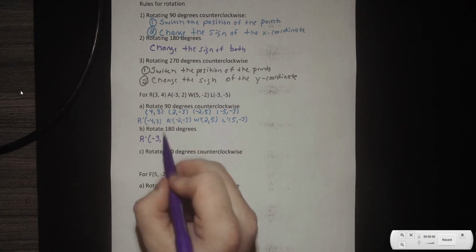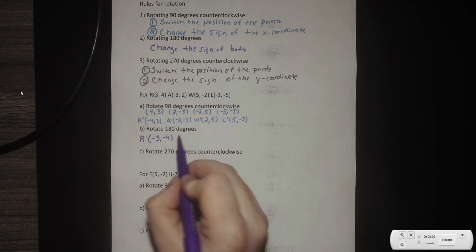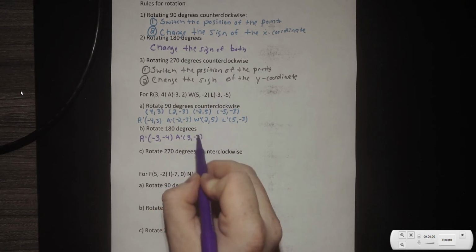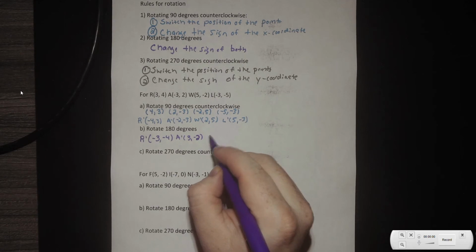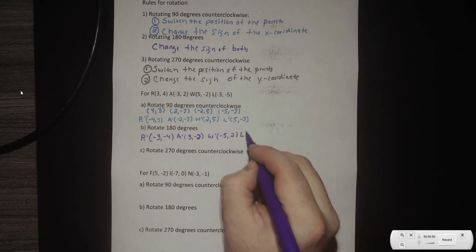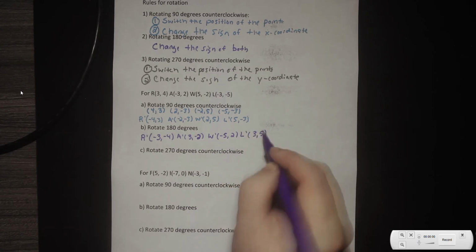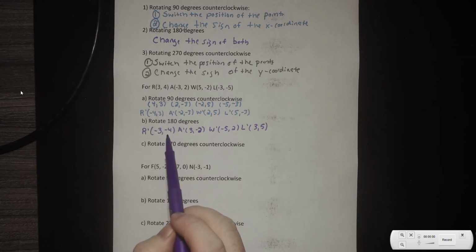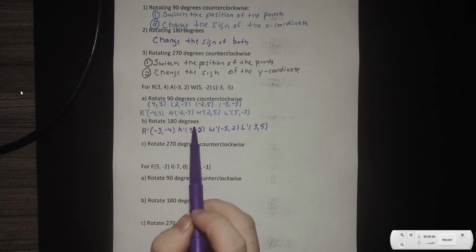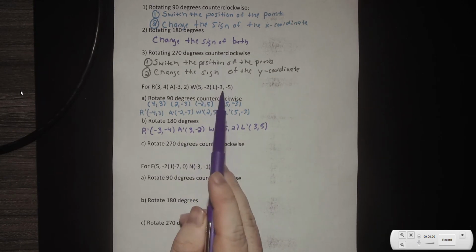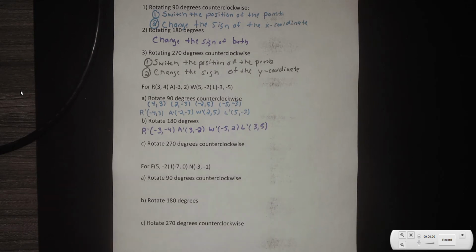For 180, all we're doing is just changing the signs of both. So (-3, -4), (3, -2), (-5, 2), (3, 5). So it just changed the signs. (3, 4) became (-3, -4). (-3, 2) became (3, -2). (5, -2) became (-5, 2). (-3, -5) became (3, 5). So all you're doing is just changing the signs of both of those.